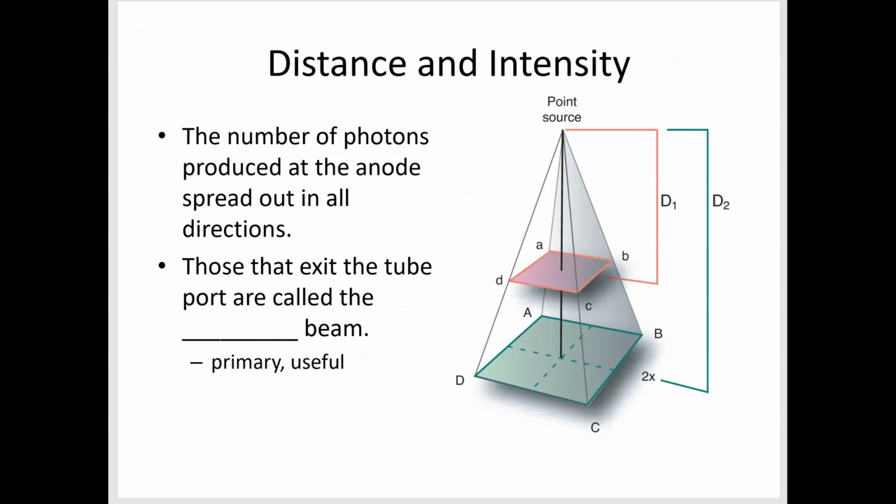Okay, so what does distance do to the intensity of the beam? We know that the farther you are from the source of radiation, the fewer photons are going to reach the IR at that distance because of divergence of the beam. So the primary or useful beam is the photons that actually exit the tube.